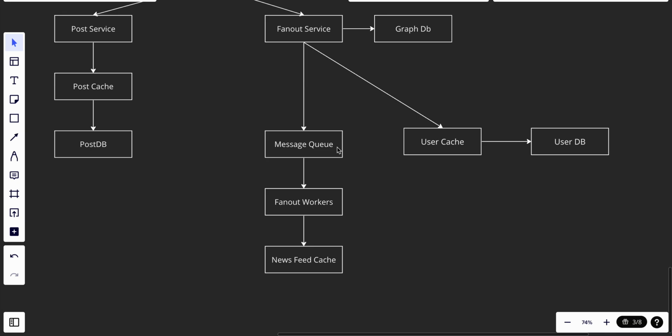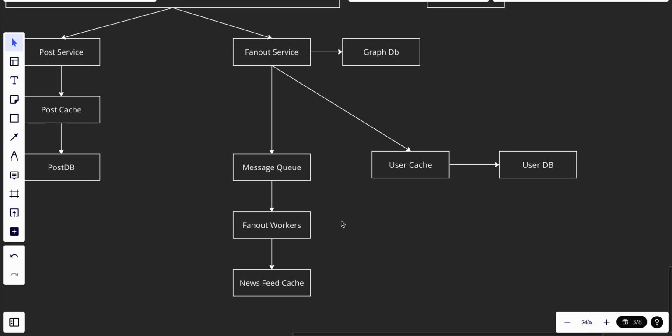However, we have a big problem: this takes too much time. Fetching the newsfeed is quite slow, and we require super low latency. So we can just adopt a hybrid approach between them, and this is our hybrid approach.